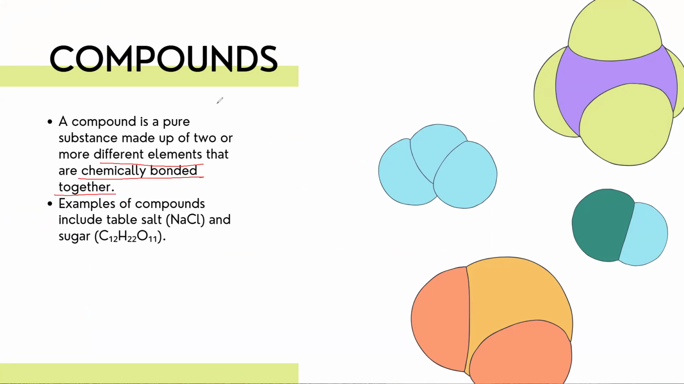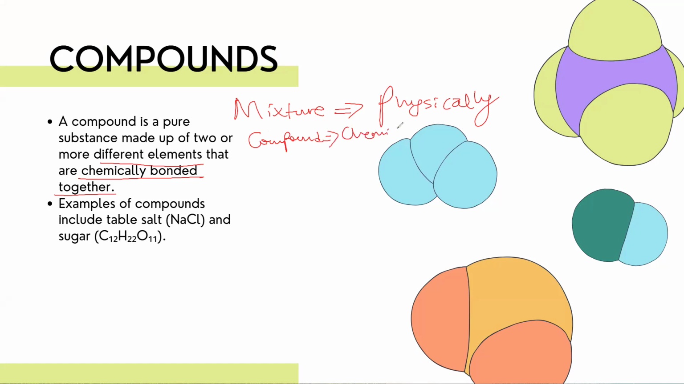Are you with me? Yes, sir. Good. The difference between a compound and a mixture is that in the case of a mixture, the components are joined together physically, but in the case of a compound, the components are joined together chemically. Are you there? Yes, sir. Good. So here are some examples of compounds that we have.